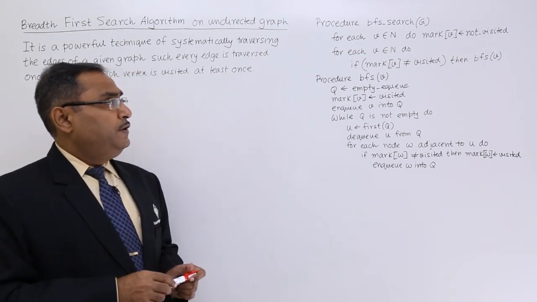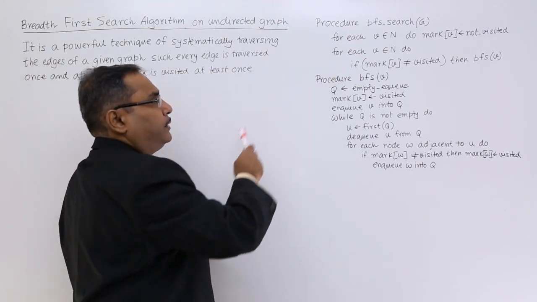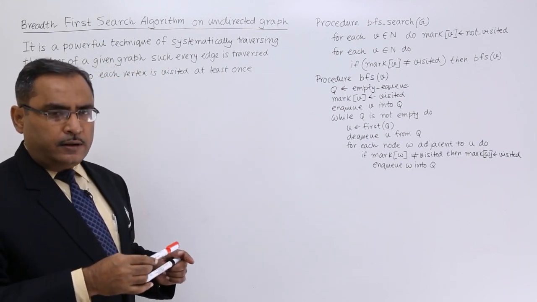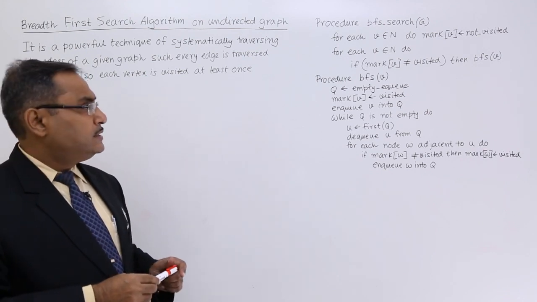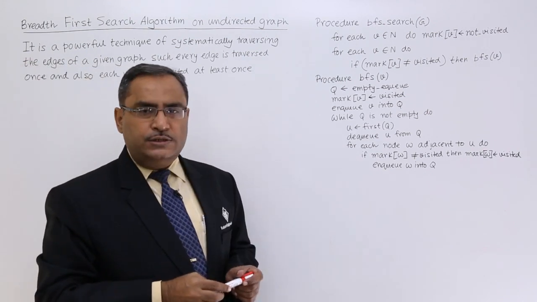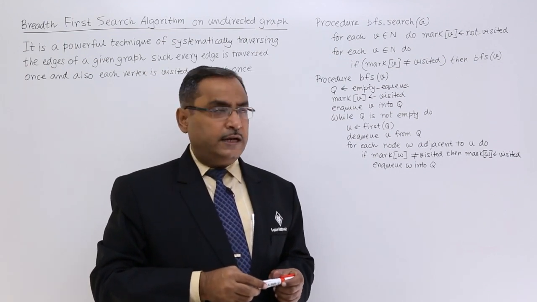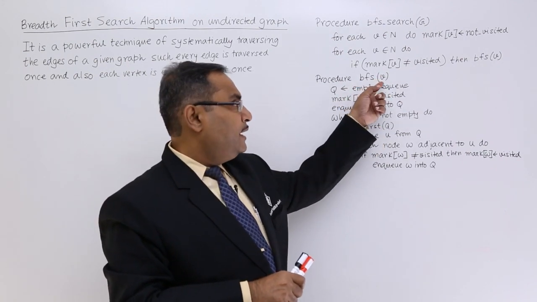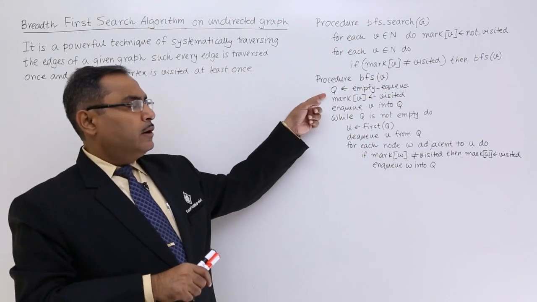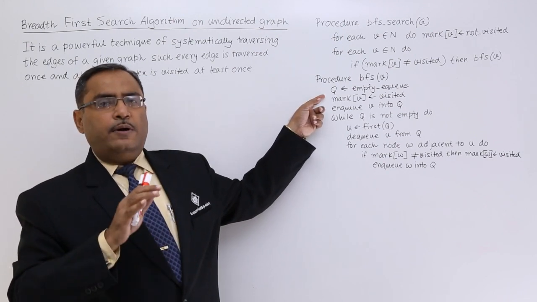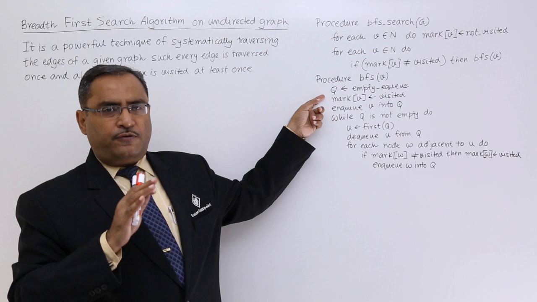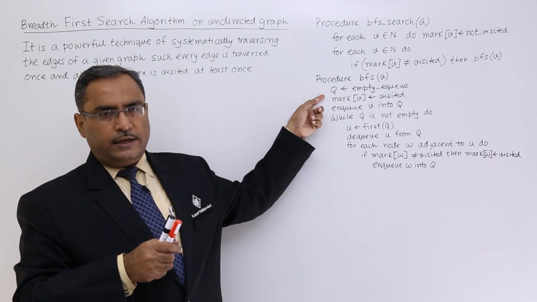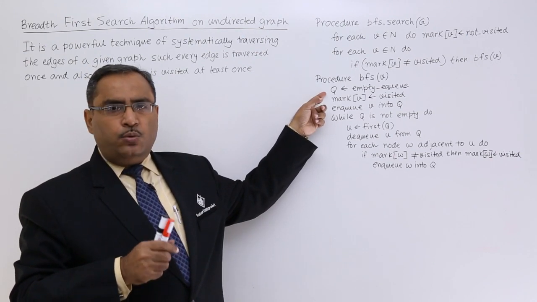So for each V belongs to N, where N is the set of vertices and V is one of the vertices, do: if mark of V is not equal to visited, that means it has not been visited yet, then BFS V. So now you are calling this BFS algorithm, passing that V as input argument. Here you are considering the Q data structure. You are making Q an empty Q, that means front is equal to rear is equal to 0 or -1, whichever way you are defining the Q. So at first I am making this Q empty.